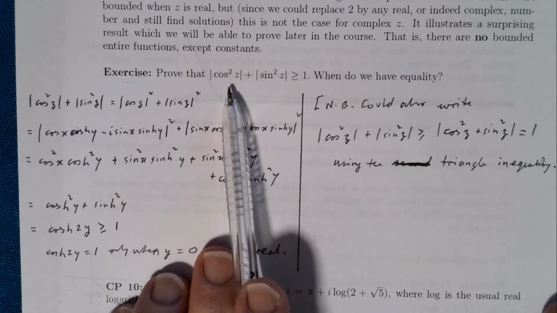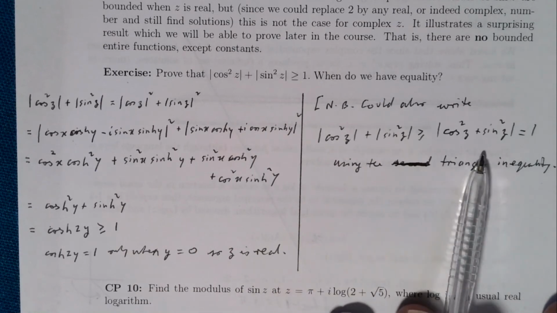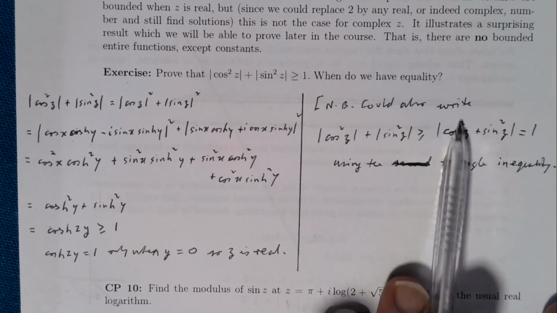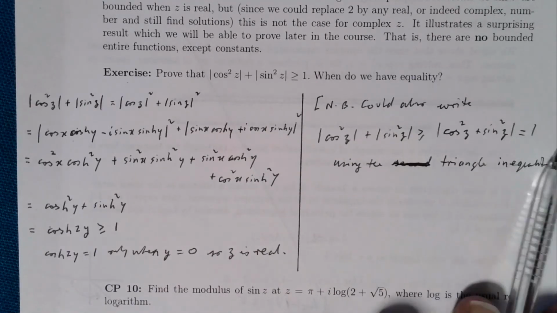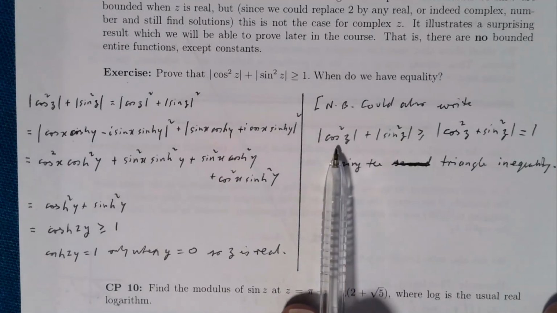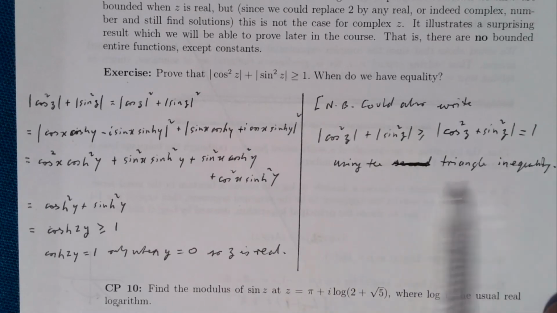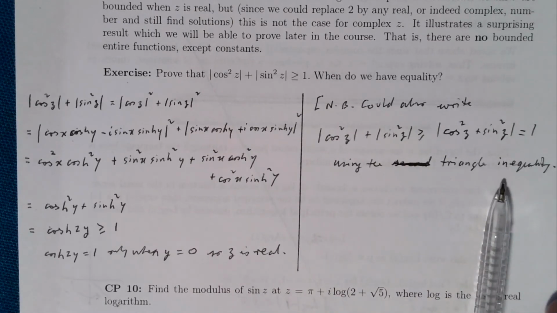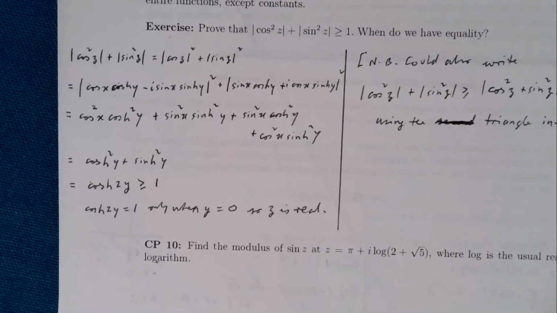Now, a couple of ways of doing this. I can prove the inequality really easily just by using the triangle inequality. So I can simply say that 1, which is equal to cos squared z plus sine squared z, is less than or equal to the modulus of that plus the modulus of this. And that's it. So you can get that out using the triangle inequality. However, to see when we do have equality, I did it a slightly longer way.